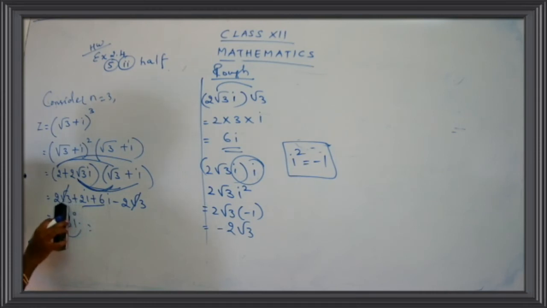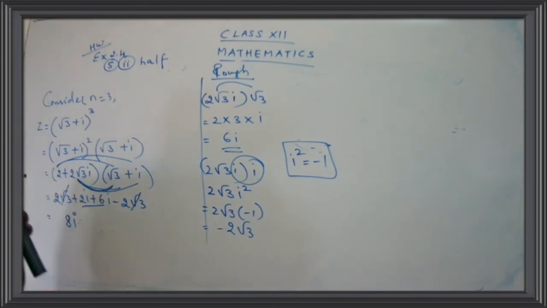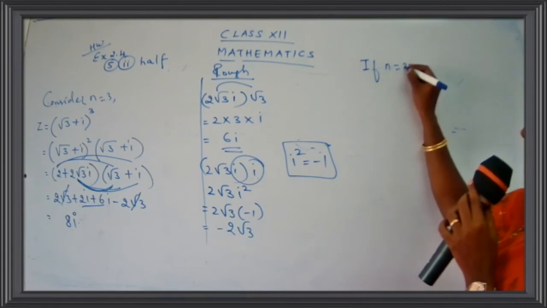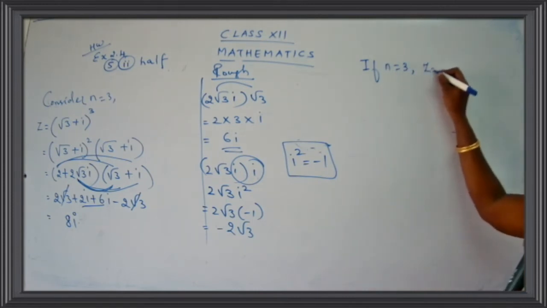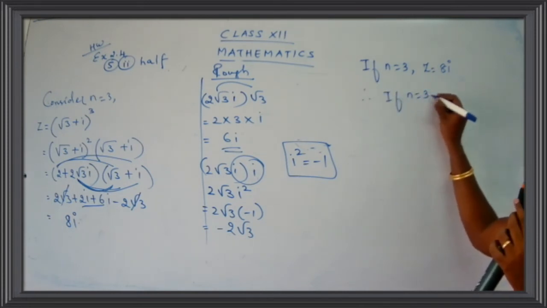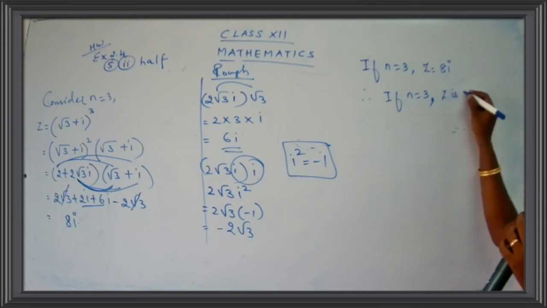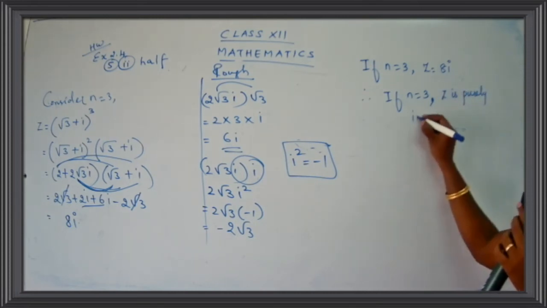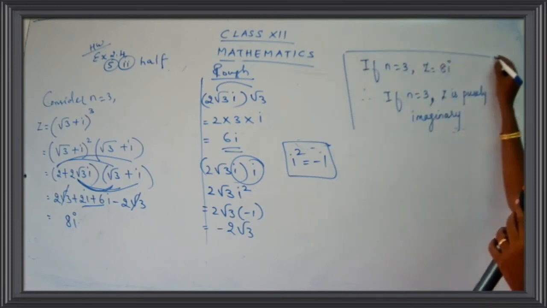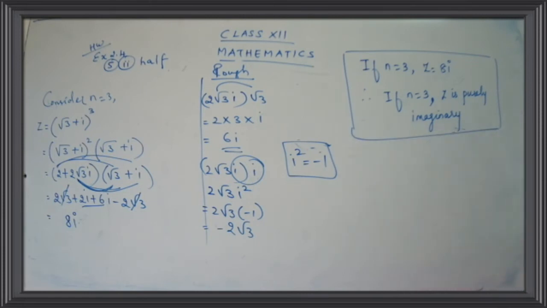So we have arrived at one part of the answer. I'll just be continuing over here. If n is equal to 3, z is equal to 8i. Therefore, if n is equal to 3, z is purely imaginary. So this is one answer. You have to highlight your answers, children. You know how to highlight your answers? Highlight your answers.